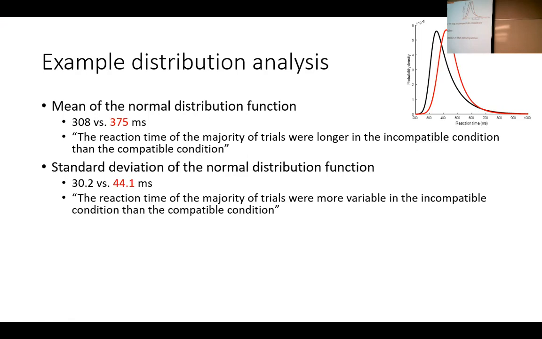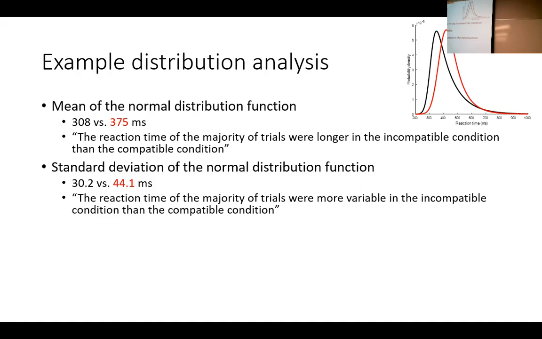Now we can talk about the standard deviation of most trials, and with incompatible trials, the variability of the majority of trials was also increased. So when you do incompatible trials, most of your reaction times are longer and more variable. So that describes our first two parameters.